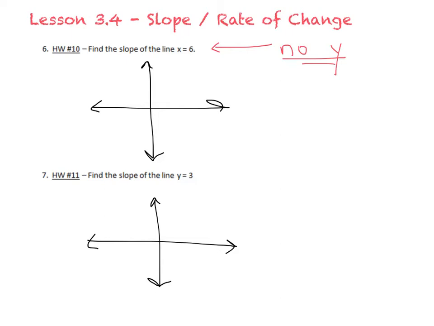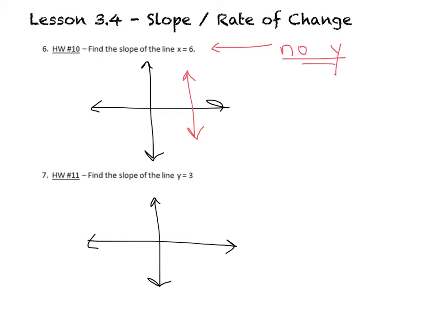If you said there's no y, that's correct. If there is no y in a problem, that means it will never touch the y-axis. No y, no y-axis. So what type of line does not touch the y-axis? Well, a vertical line. So before we answer question 6, let's drop down to question number 7 and do kind of the same thing.